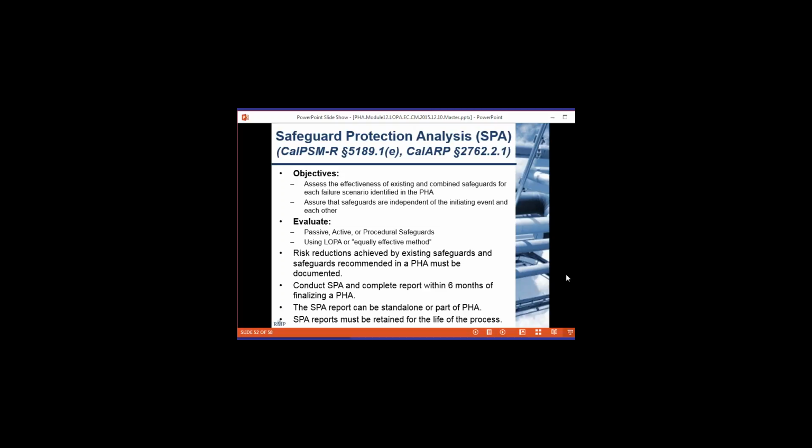LOPA is going to see increased application for this reason. You need to be aware that it's going to be a requirement with those objectives of applying it to scenarios identified in the PHA. So the idea is that you need to conduct the LOPA as part of your PHA, or you can do it independently, but usually that doesn't make a lot of sense.